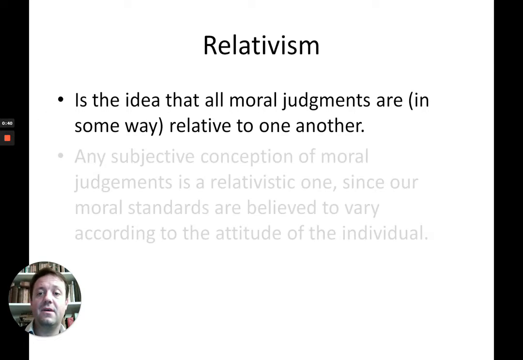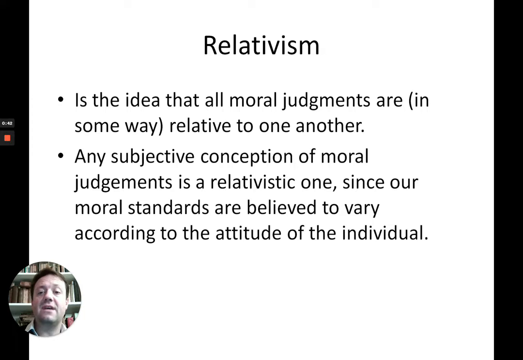All right. So any subjective conception of moral judgments is a relativistic one, since our moral standards vary according to either the attitude of the individual or the attitude of society. So if, for example, we have 20 people in the room, each of whom has a different moral outlook, we can just say that each of their moral codes is relative. There's no absolute moral truth. What we're talking about is relativism. And the same can be said in relation to the many different societies that there are in the world.